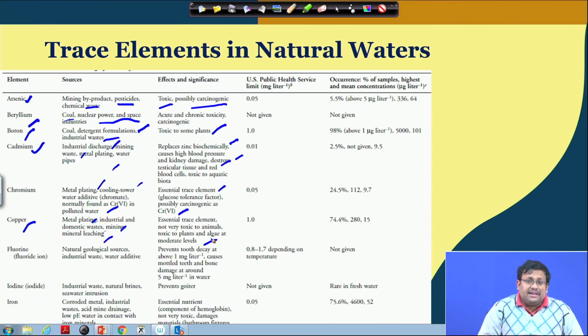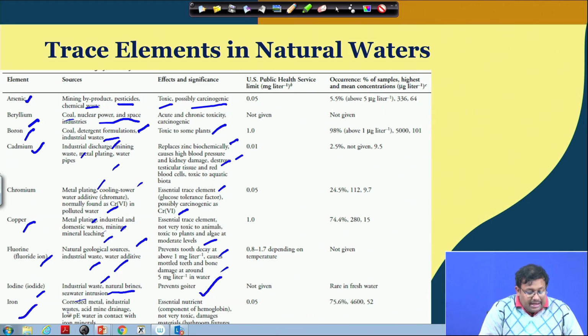Fluorine, specifically in the fluoride ion, is also generated from natural geologic sources, industrial wastes and water additives. Basically, it prevents tooth decay at above 1 milligram per liter, but causes mottled teeth and bone damage when there is a high concentration. Iodine, which is also an industrial waste, can be found naturally in brines and seawater intrusion, and it prevents goiter. So, it is very important.